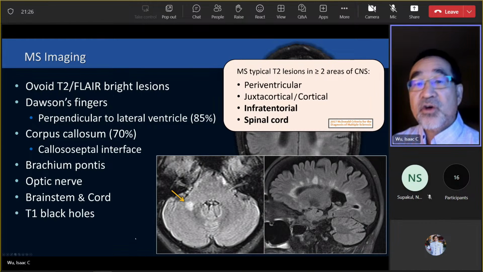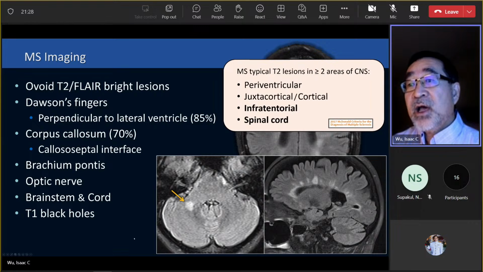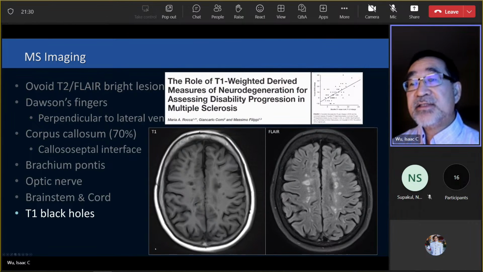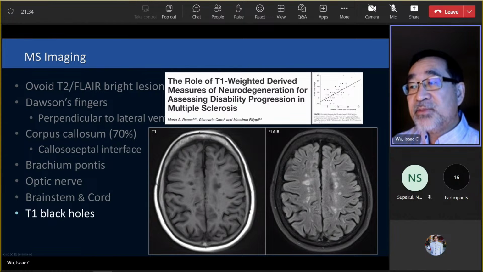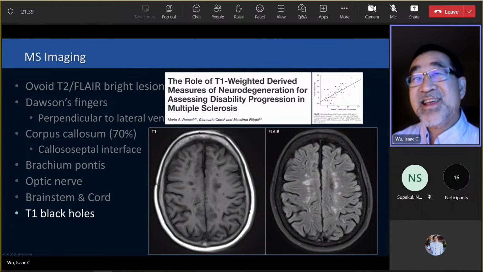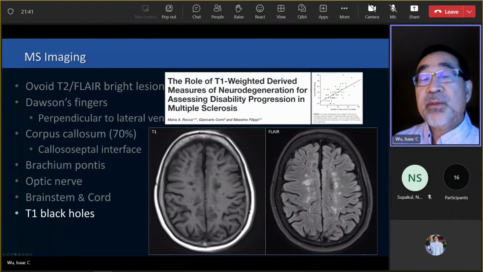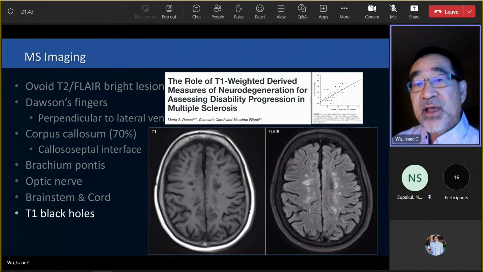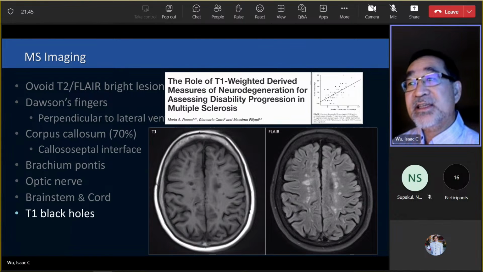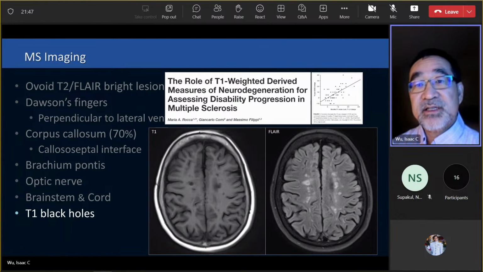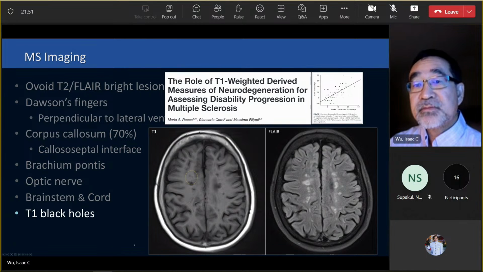And also this thing called T1 black holes. Basically it is a lesion that's quote-unquote burnt out, if you will. If you look at some of the FLAIR lesions, not all of them have a T1 black hole, T1 hypointensity. And the more T1 hypointensities you have, that has a certain correlation with disability. So sometimes just look for that if you have multiple follow-up images.